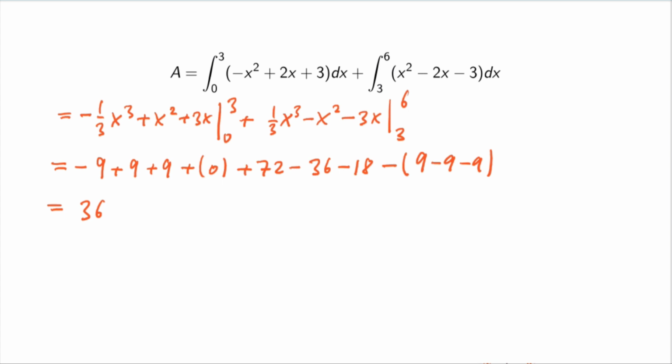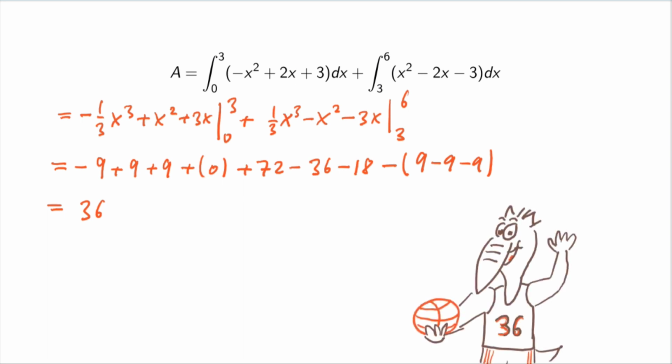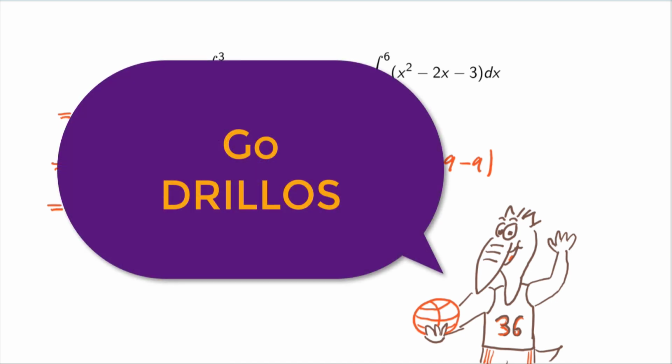And 36 is a great number because it is the number on Tolo's jersey for his basketball team. Go Drillos! Go Drillos!